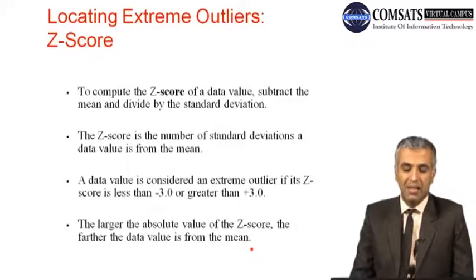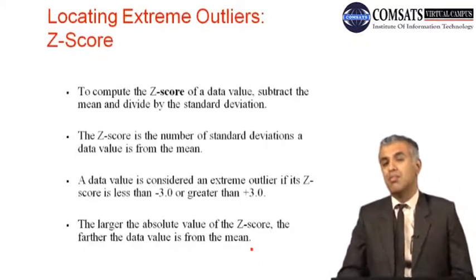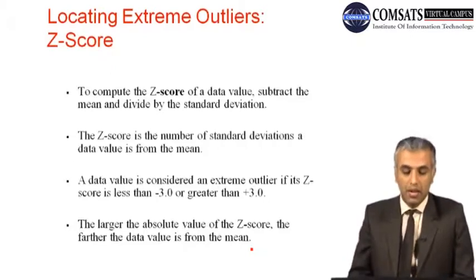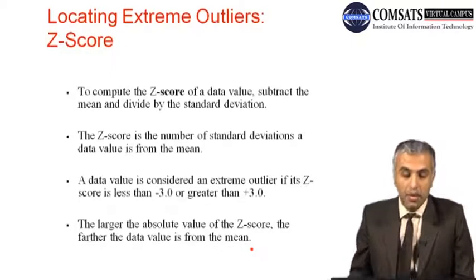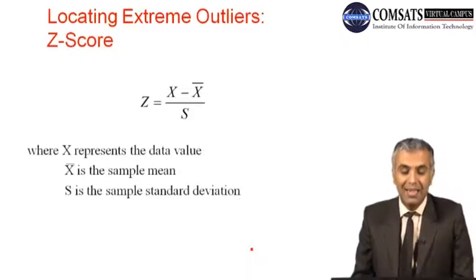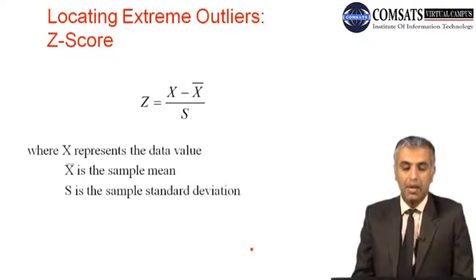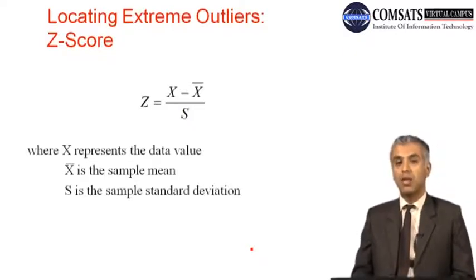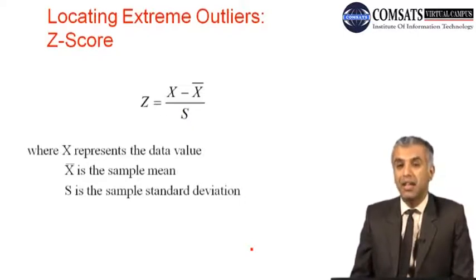So that means that again our greater values of Z are not much desirable. So here, going to the next part, you can see the formula for Z-score, which is represented by Z, and it's equivalent to the X, which is the data value, minus the sample mean X bar and divided by the standard deviation. This is the standard formula to calculate the Z-score of any data value.